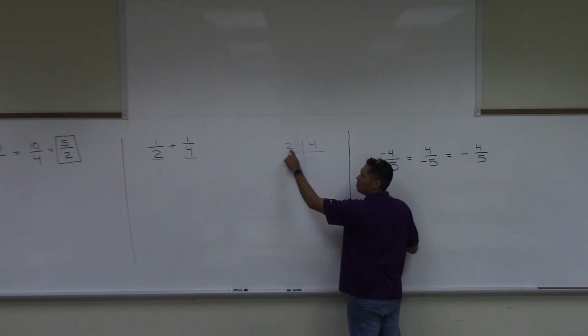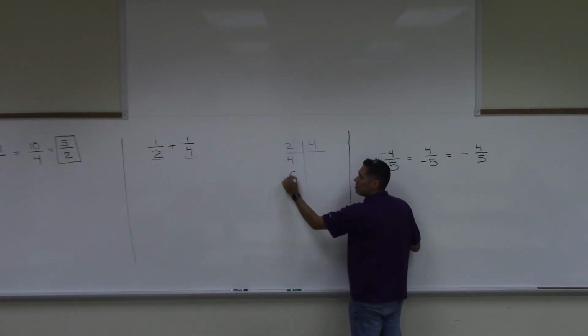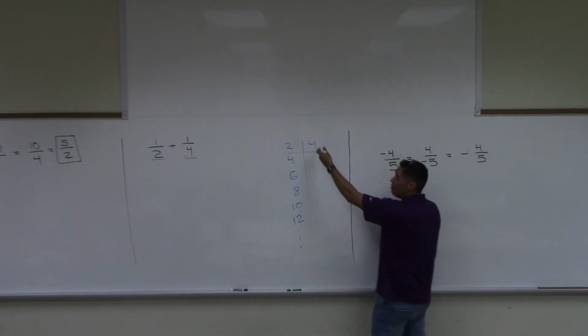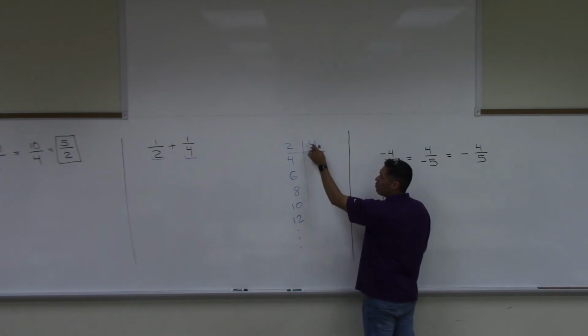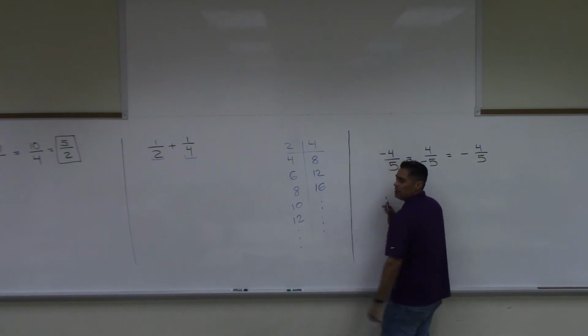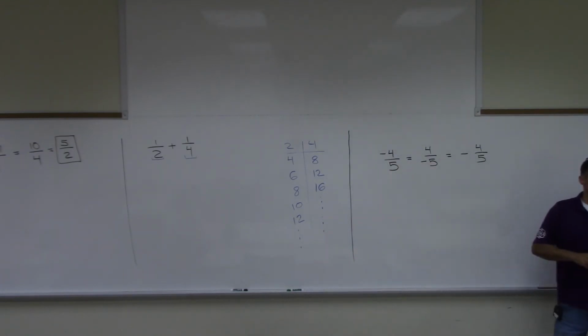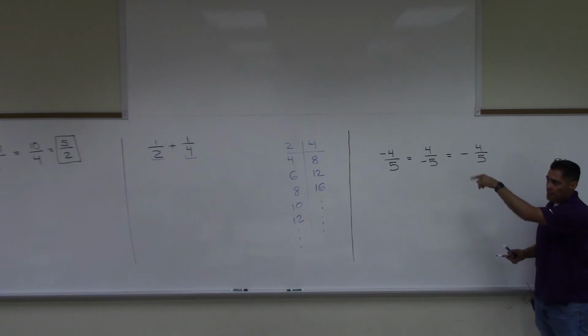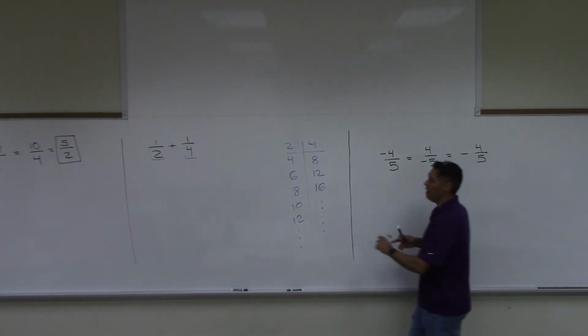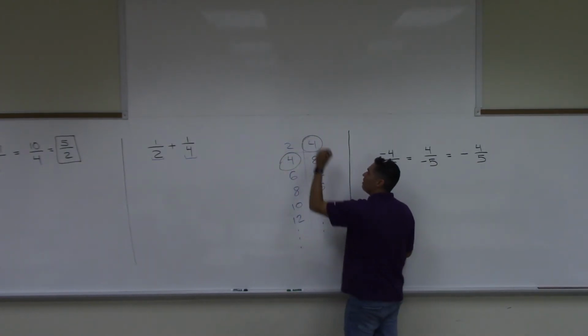So what are all the multiples of 2? 2 times 1 is 2, 2 times 2 is 4, 2 times 3 is 6, 8, 10, 12, right? Those are all the multiples of 2. And then you list out all the multiples of 4. So 4 times 1 is 4, 4 times 2 is 8, 4 times 3 is 12, 16. Do you understand what I'm doing here? What you're looking for is the smallest number that appears on both of those lists. So what's the smallest number on both lists? Smallest number is 4, right? That number is on both lists.